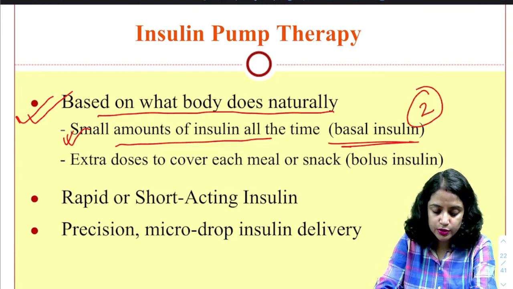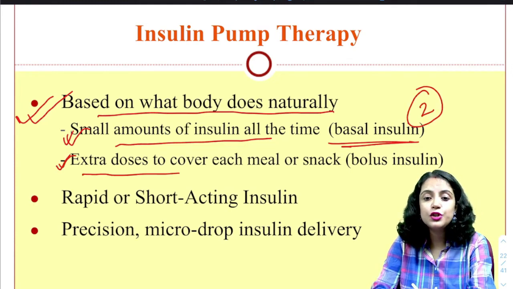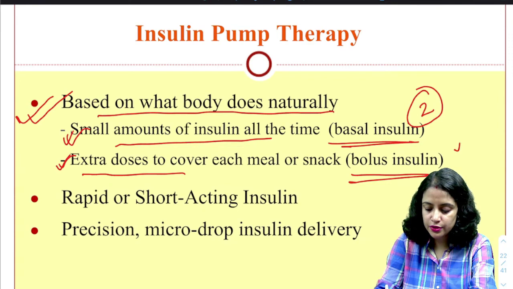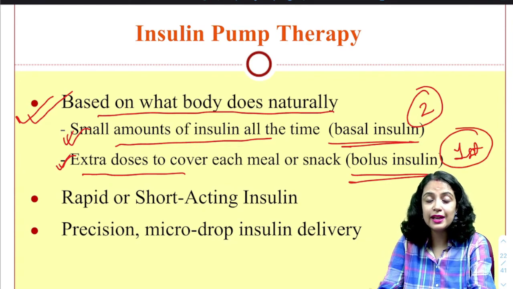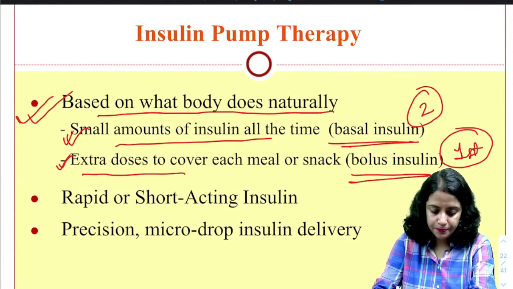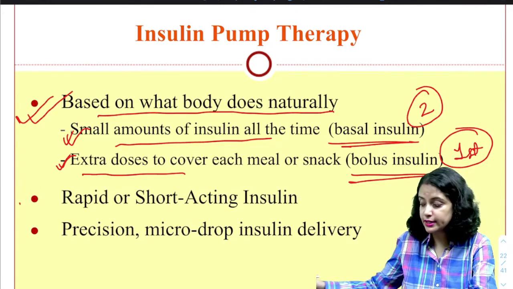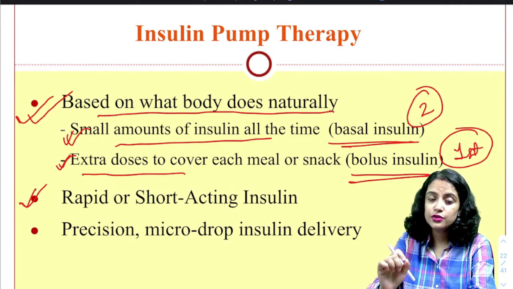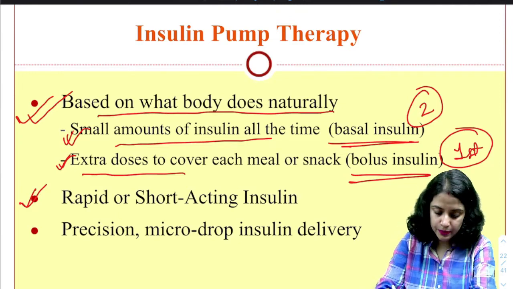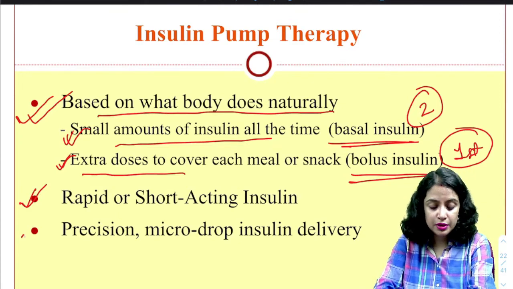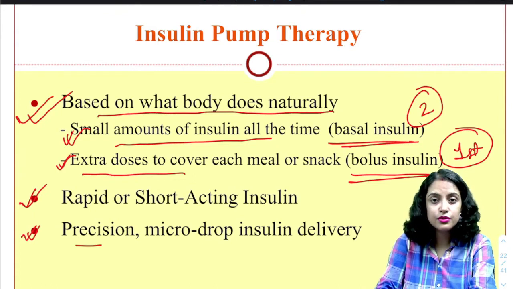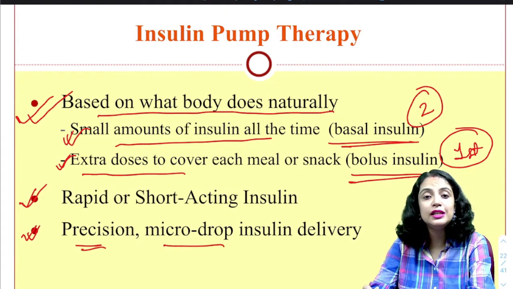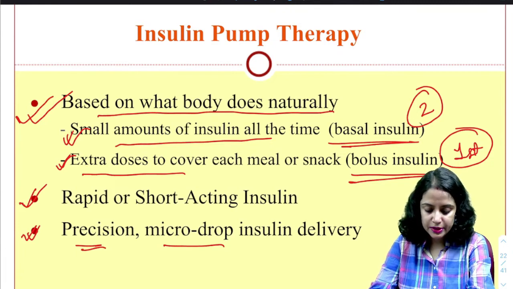It also delivers extra doses to cover each meal or snacks. That is bolus insulin, that is the first phase of insulin release. So it covers both first and second phase of insulin release. Rapid or short acting insulin are the insulin which are used in insulin pump. The insulin pumps are very precise and they deliver insulin like micro drops. This is about insulin pump therapy. It is usually used in patients with type 1 diabetes mellitus.